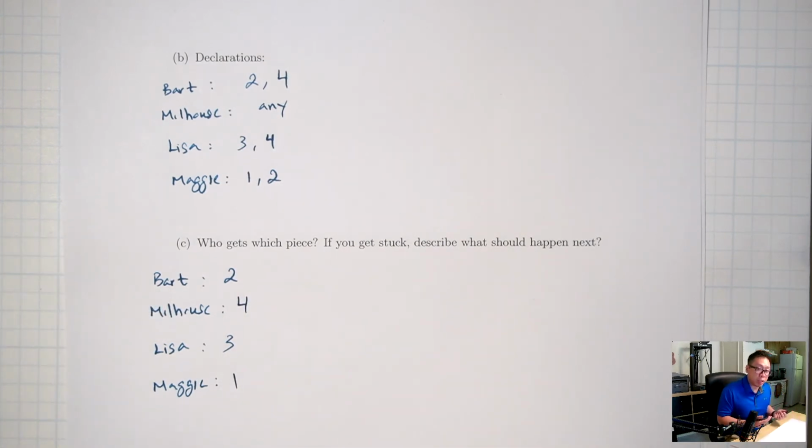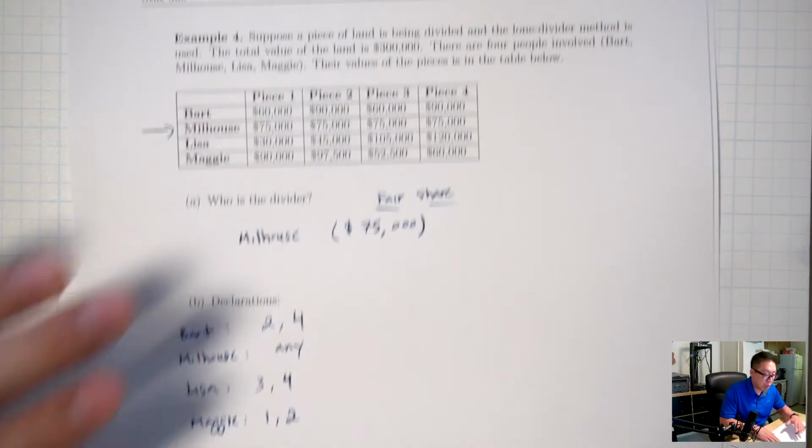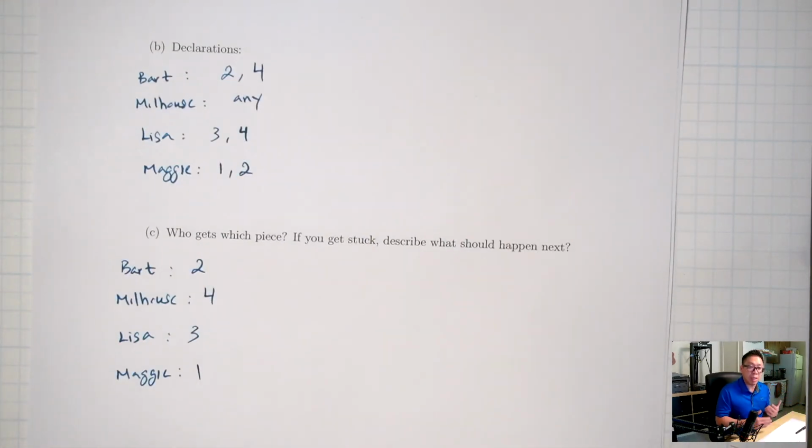There's multiple answers here that would work. So we would just want to give everybody a piece on their list. That's it. And we're not looking at the numbers here, right? I just want to give everybody a piece that they would accept.